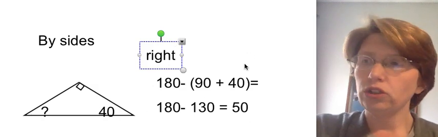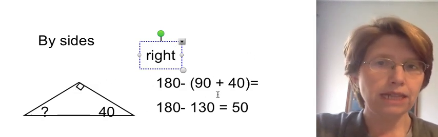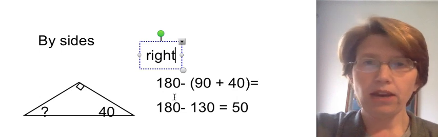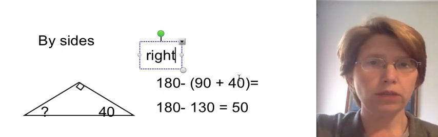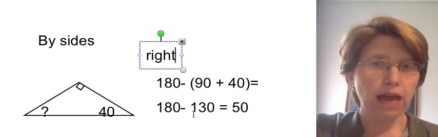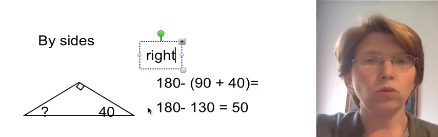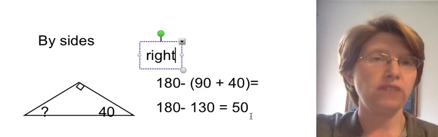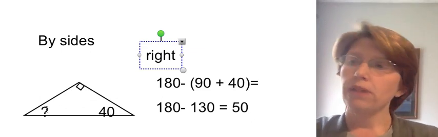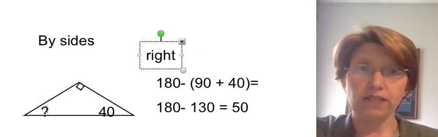That's the magic number because that is how many degrees there are inside every single triangle. So I know that the box means 90. They give me 40. I put those in my parentheses. I add that up. I put it here. That equals 130. And then I subtract. 180 minus 130 is 50. That's my missing angle. My missing angle is 50.